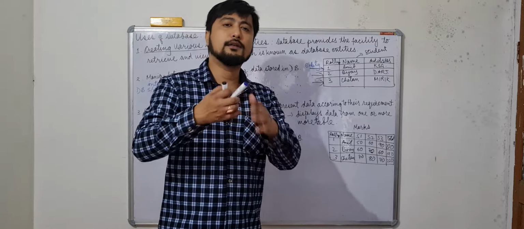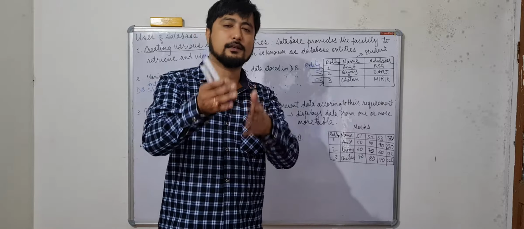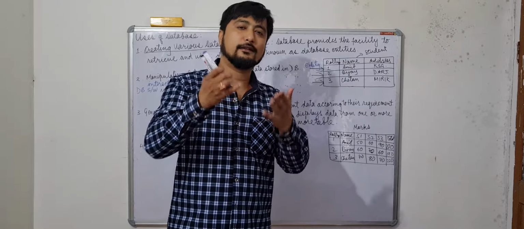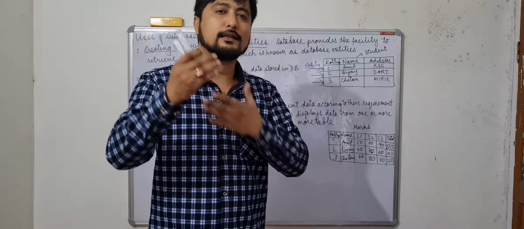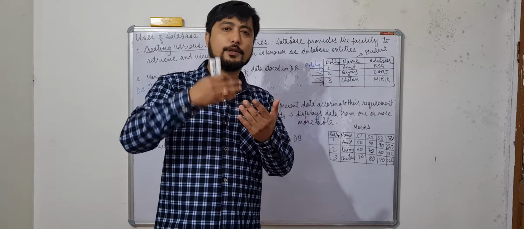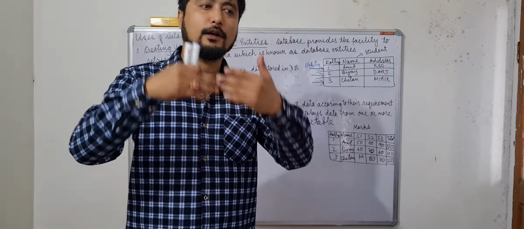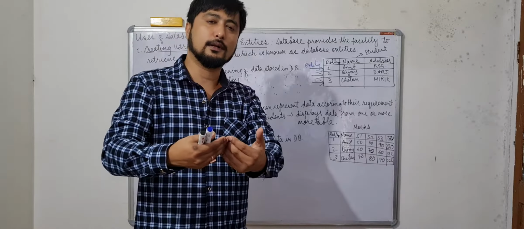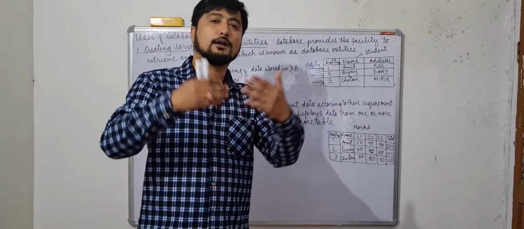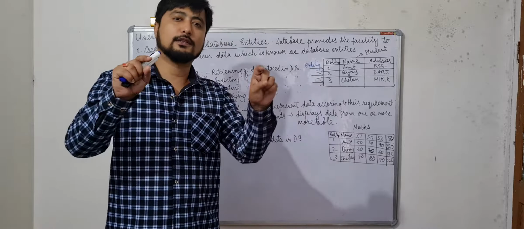If you want to insert a new record or a new entity, you can also insert it by writing some query. This is one of the manipulations. Now next is deleting. If you don't want the record to be stored in the database, you have to write some deletion code or deletion query to delete that record.